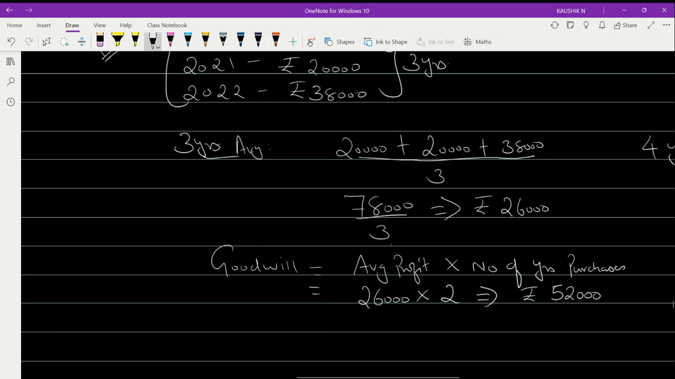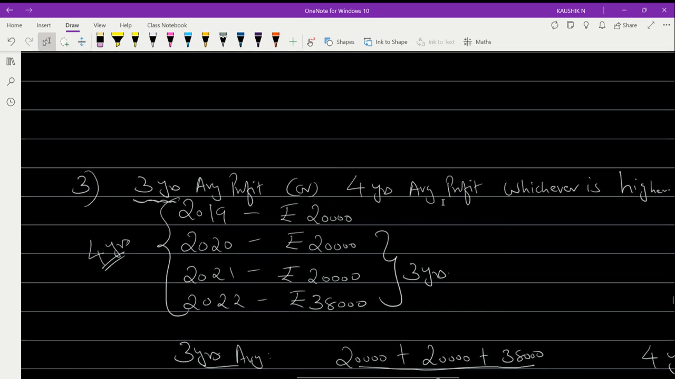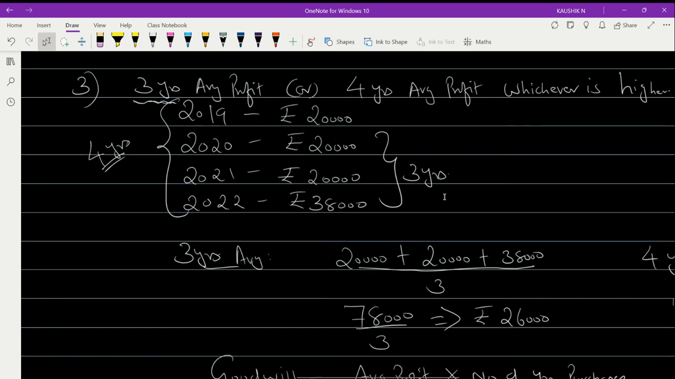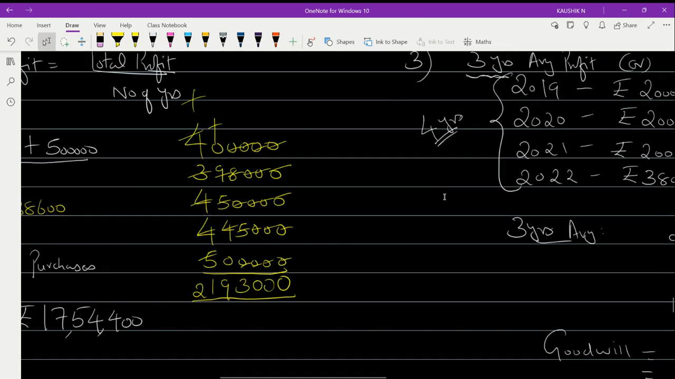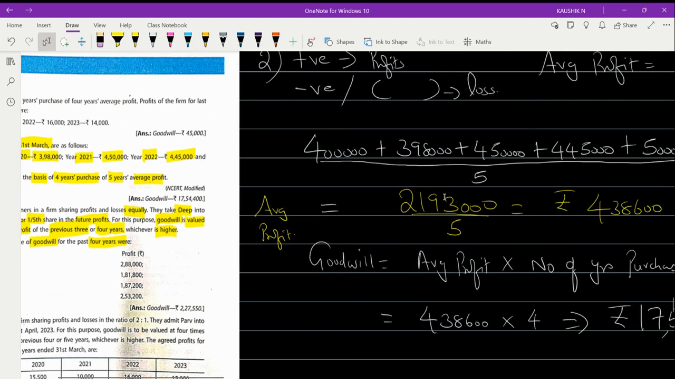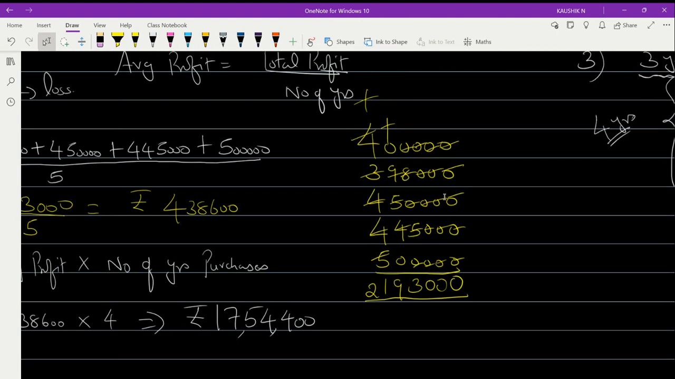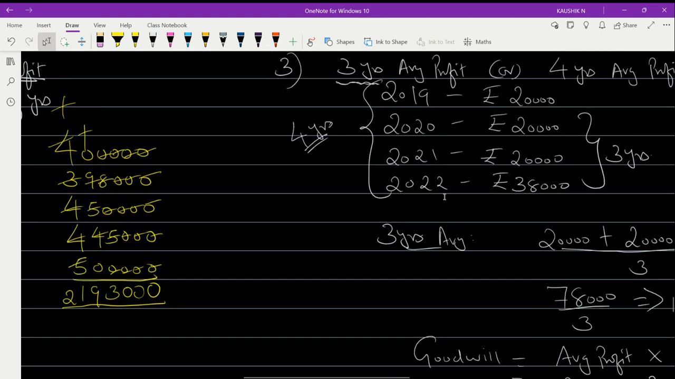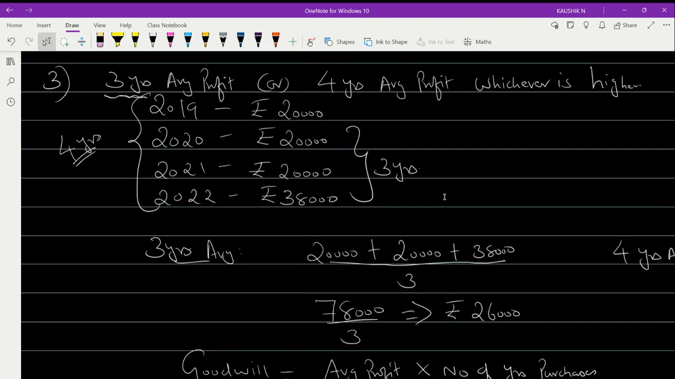So this is how you will have to do your average profit method when you have been given a condition like 3 years or 4 years, whichever is higher. Got the concept? Yes, sir. But in the question in the textbook, if you see, they use something called 100 percentage of the average annual profit. Suppose in the same problem they give that condition. You have to select either the 3 years average or the 4 years average, whichever is higher, and then calculate the goodwill. For that purpose only, it is mentioned as 100 percentage of average annual profit.